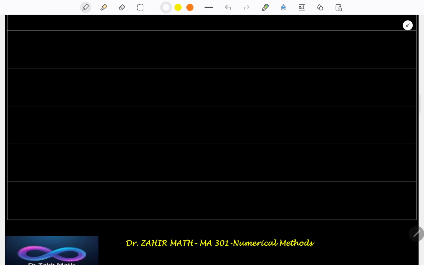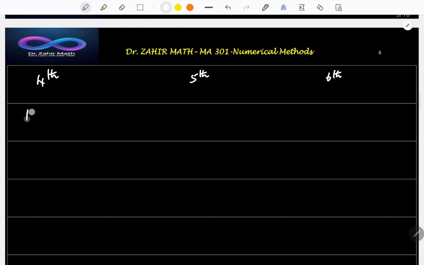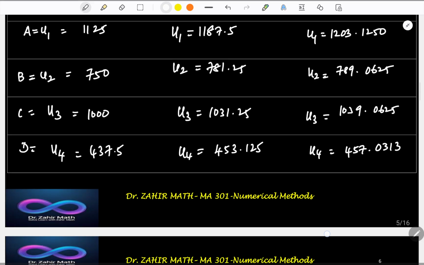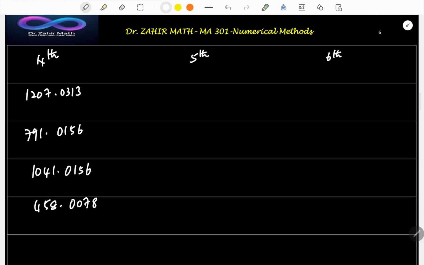In the fourth iteration, I'm getting U1 as 1207.0313, 790.10156, 1041.0156, 458.0078. Is it matching? 1207. No. All 4 values must match. Keep in your mind. So again, I'm going for the fifth iteration, where I'm getting 1208.0078, 791.5039, and 1041.5039.